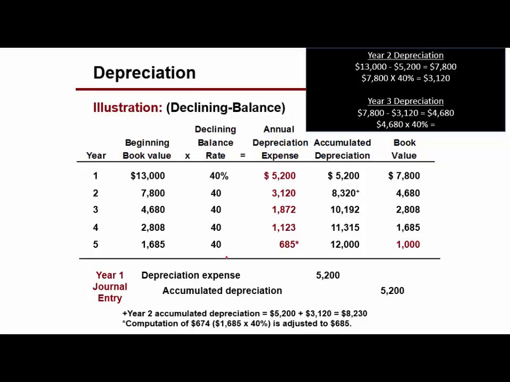Our depreciation is 7,800 times 40% or 3,120, isn't it? Okay, we take that 3,120 and we subtract it from the previous carrying value of 7,800. 7,800 minus the 3,120 leaves me a new carrying value of 4,680. I take the 4,680 times 40%. That gives me a depreciation. Why don't we just go ahead and see that. 4,680 times 40% equals what?